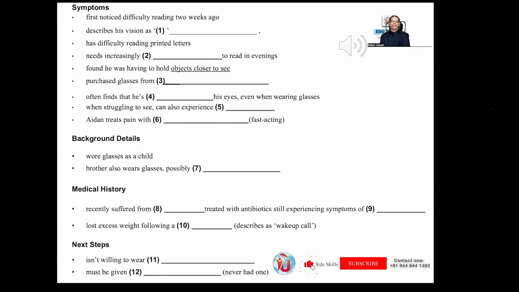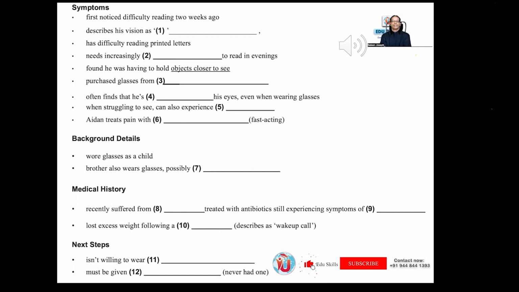Yes. Then purchased glasses from, so there will be a place, right? You purchase glasses or specs from somewhere. So that gap should be filled with one place. For example, you purchase rice from a grocery shop, right? You purchase medicine from a medical shop or pharmacy. So also glasses from. So one place, that's what you scan your questions for. I'll show you how to do it.